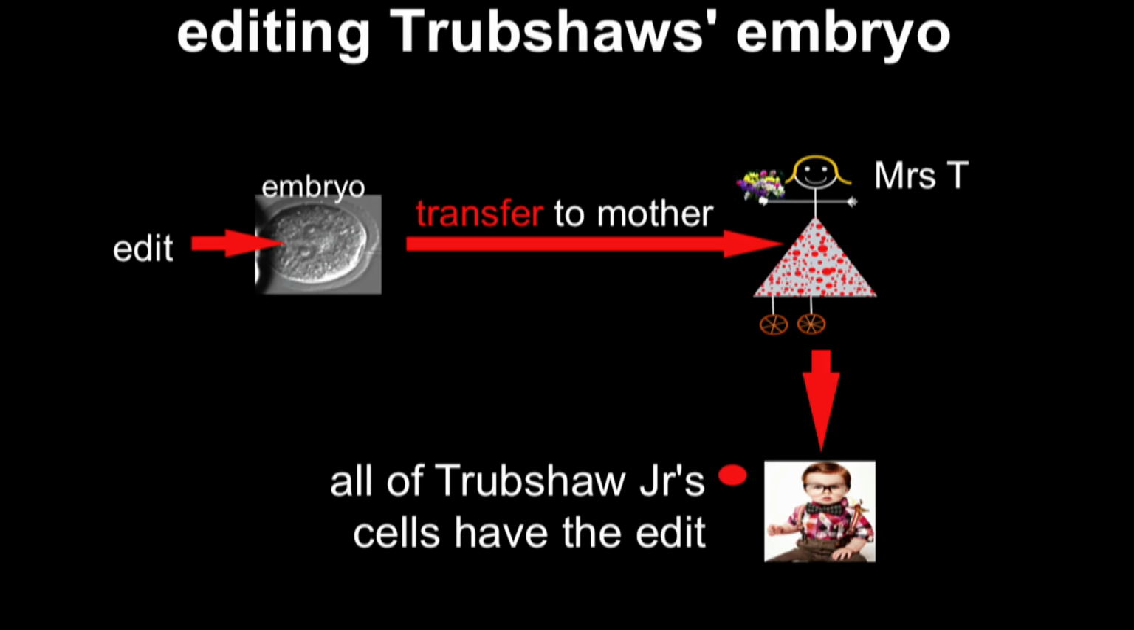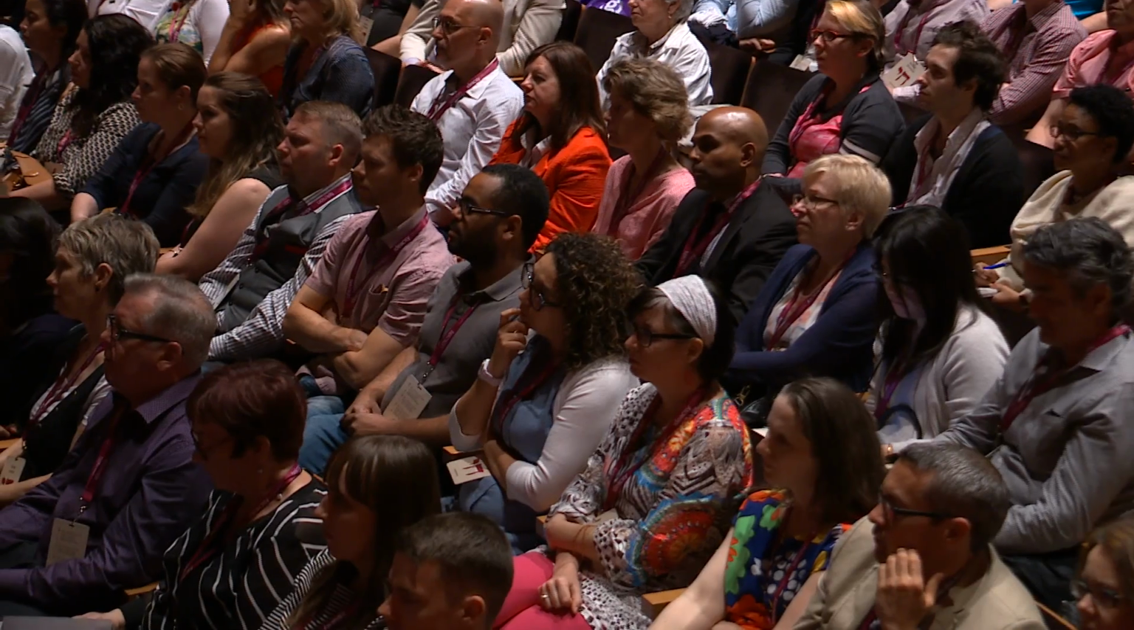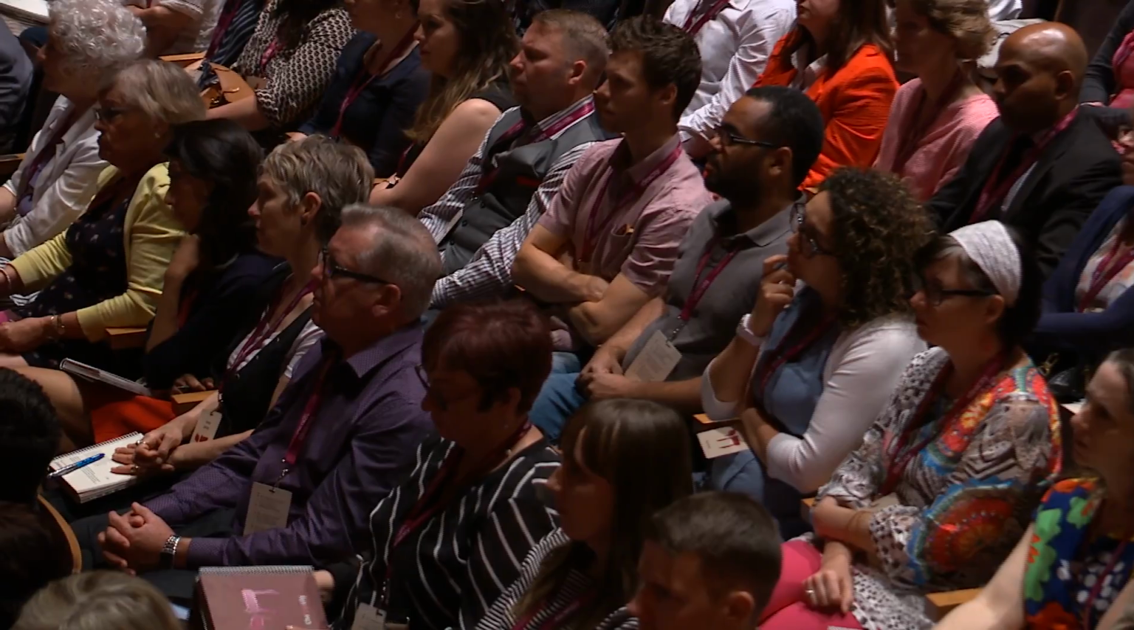And this, in fact, probably applies to many different so-called single-gene diseases, where probably about 6,000 to 8,000, maybe a few handful more are known. Individually they're quite rare, but collectively, these single gene diseases really add up to something. And in the UK, it's probably around 1 million people affected. So an enormously important problem.